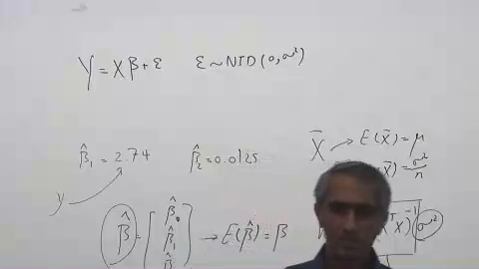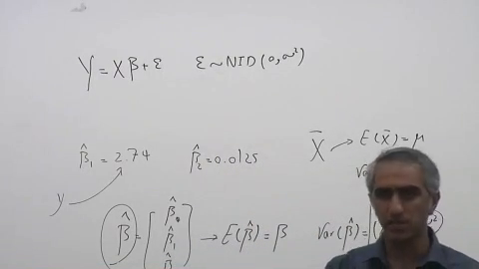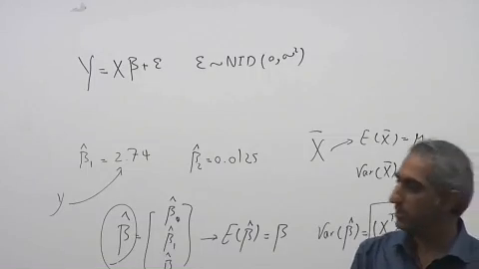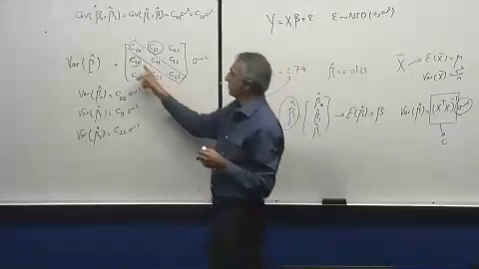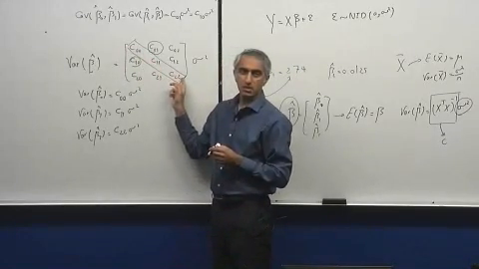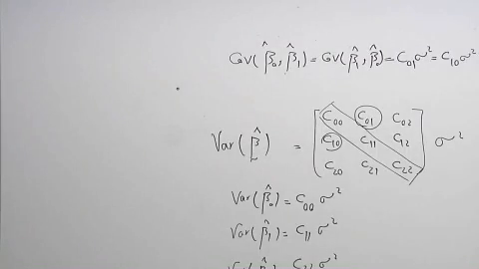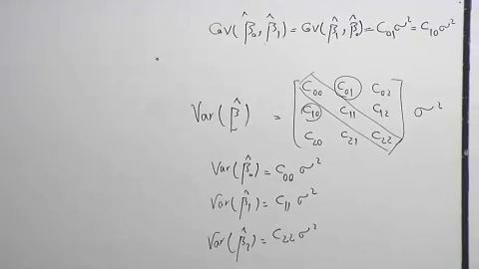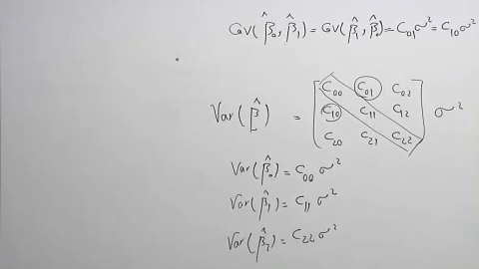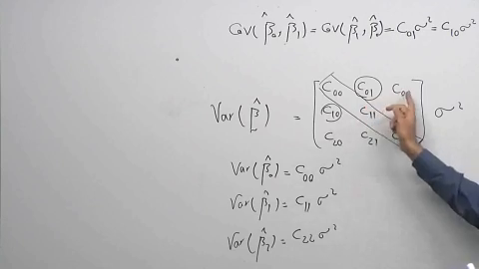Do we use it in this class or in practice a lot? No. What we usually use is the diagonal element. We care more about the variance of these two rather than the covariance of these elements. But I just want to tell you what these values mean.